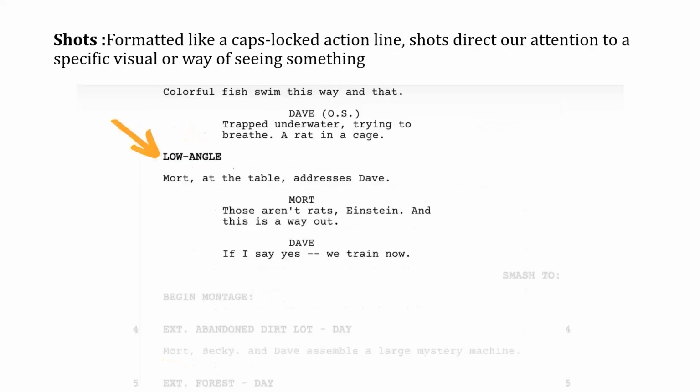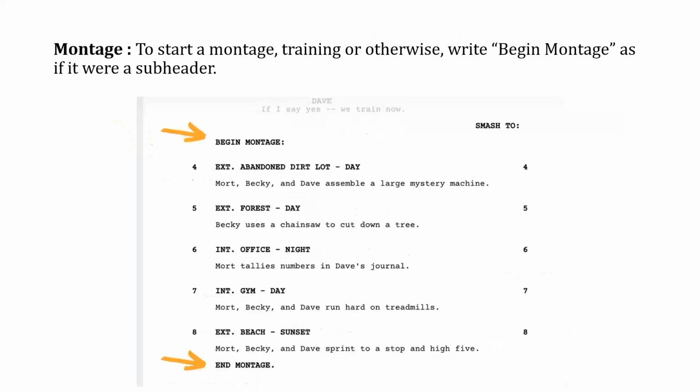Still, there are many more, but these are the basics which need to be added. Now we have the shots, different shots, camera angles if you want to add, low angle, high angle, right? Information formatted in caps lock, as an action line, directs our attention to specific visuals, in the way of seeing something. Here we can add the shot angles also. Montage is really very important. Montage means if we have training sequences, or any video footage, it is not necessary that we can't use this Final Draft for a normal video or song footage and sequences. Yes, we can use that also.